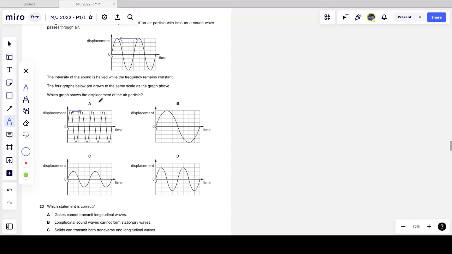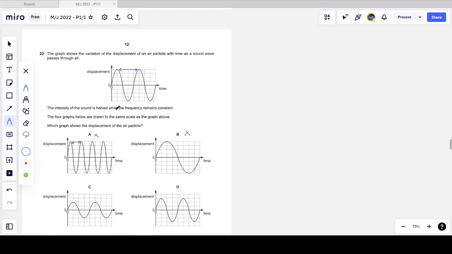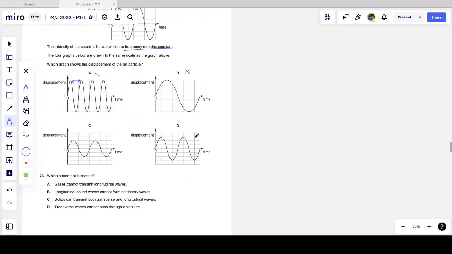So I can immediately eliminate A. It's not the case for B. I can eliminate B. But what I can see is that C and D both have identical frequencies that are identical to the original case. So I'm going to have to choose between C and D, because changing the intensity does not change the frequency. The frequency is told anyway to remain constant.